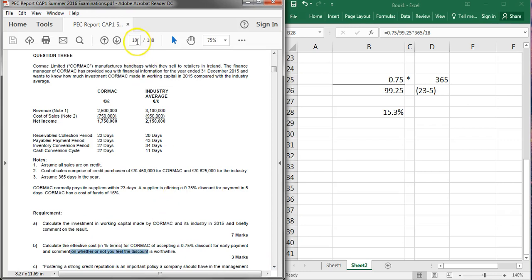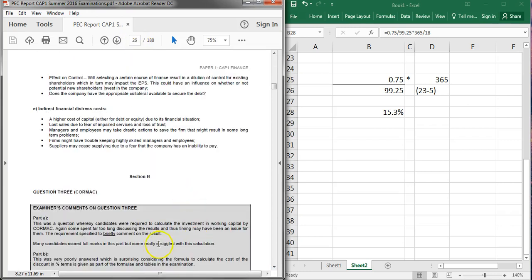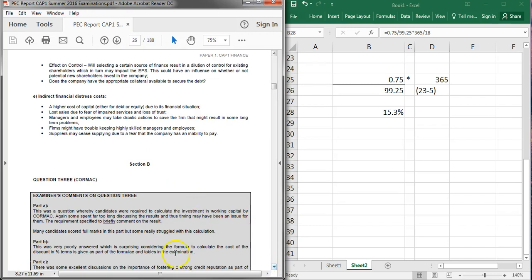That's your 3 marks. If we look at the feedback, very poorly answered, which is surprising given the formula was in the formula tables. So that again is to suggest you need to know what's in those formula tables and what's not. Ratio formulas are not in there, but a lot of the other calculations for working capital and for WACC, etc. are. So a bit of practice goes a long way.